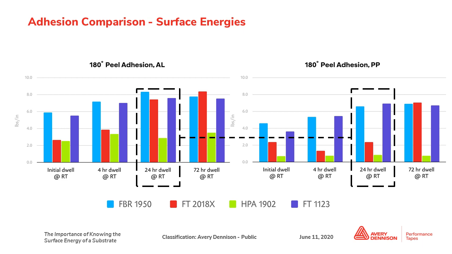Let's take a look at the red one now. That's FT2018X, or the low VOC acrylic. Here it's doing great on aluminum. It's over 7 pounds. But now the adhesion is really dropping off on polypropylene. It's only over 2 pounds, okay? So you would want to watch out for this particular adhesive on low surface energy.